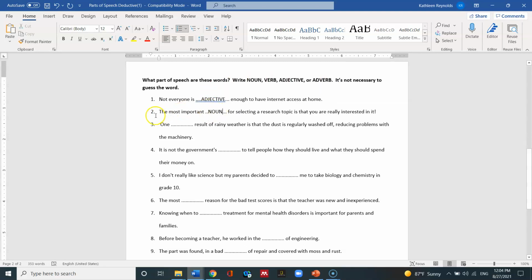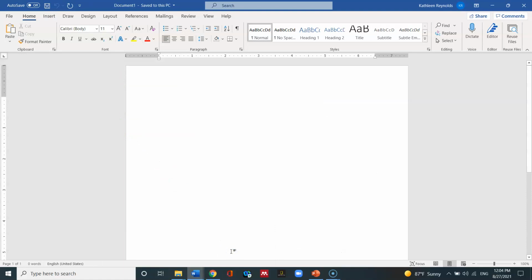How do I know that? I know because of this word, the. Anytime that a sentence starts, or a phrase that we are working with starts with the, a, or an, it must end with a noun. So I will show you some examples.